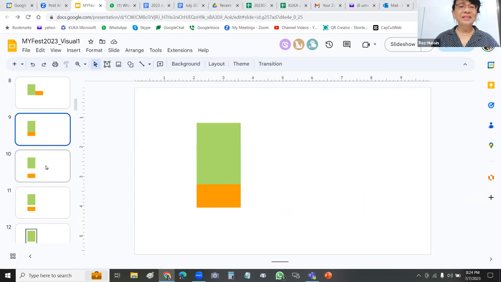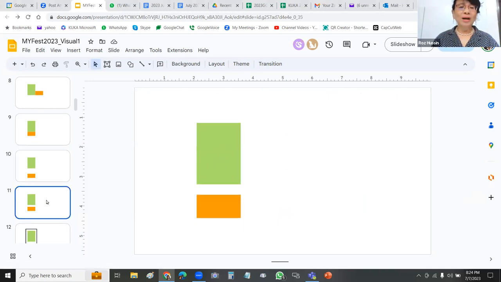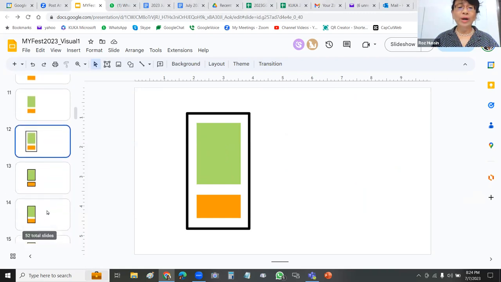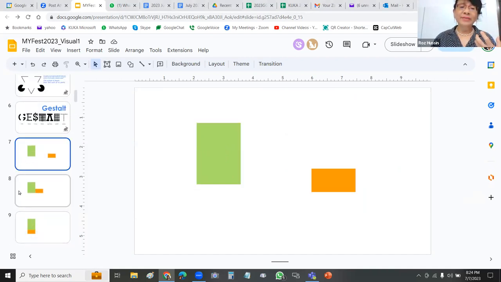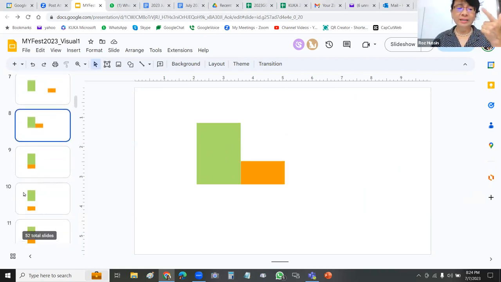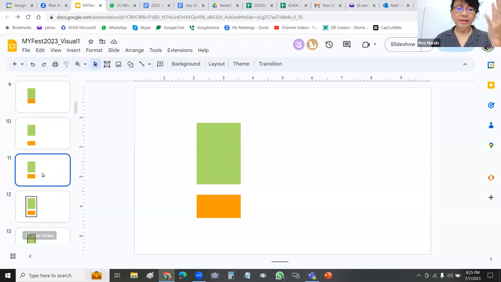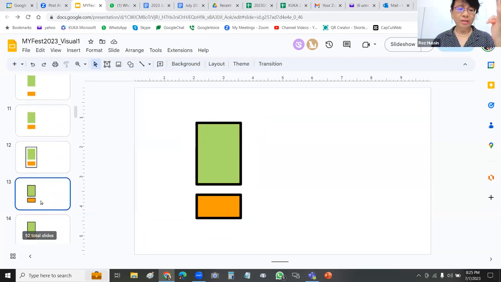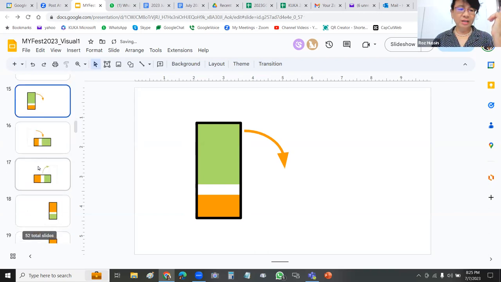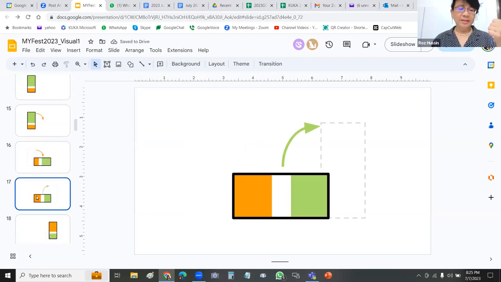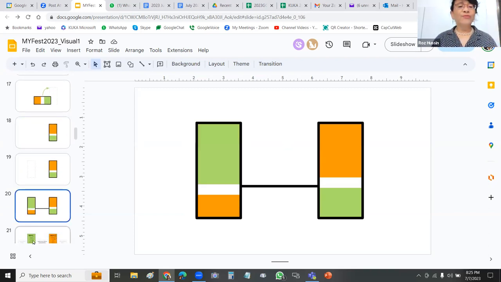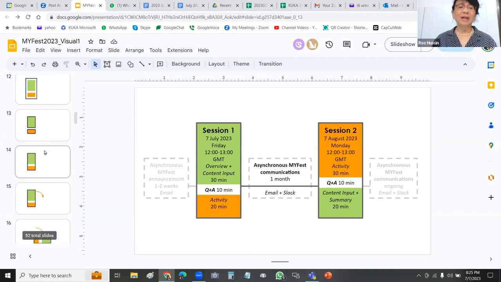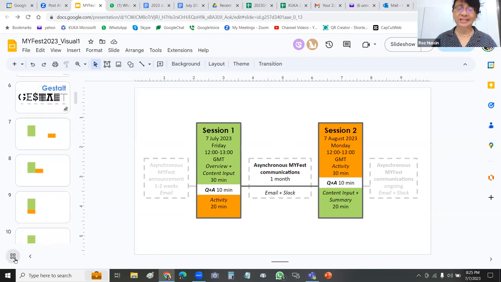Which is why I had this series. This is why I brought you through the series where I actually split them up. I didn't add the words into it. I just wanted you to see how I took, let's count how many slides. Slide 7, slide 8, slide 9, 10, 11, 12, 13, 14, 15, 16, that's 10. 17, 18, that's 15 slides. I took this diagram and I split it up into 15 slides.